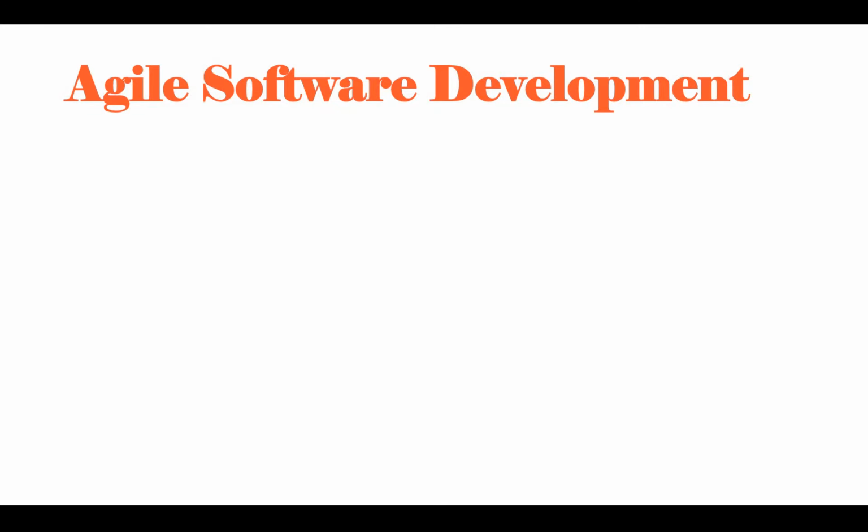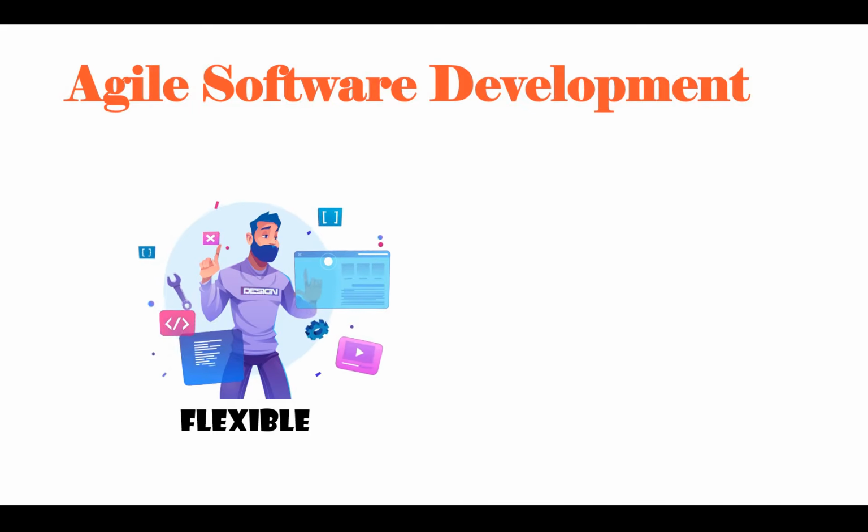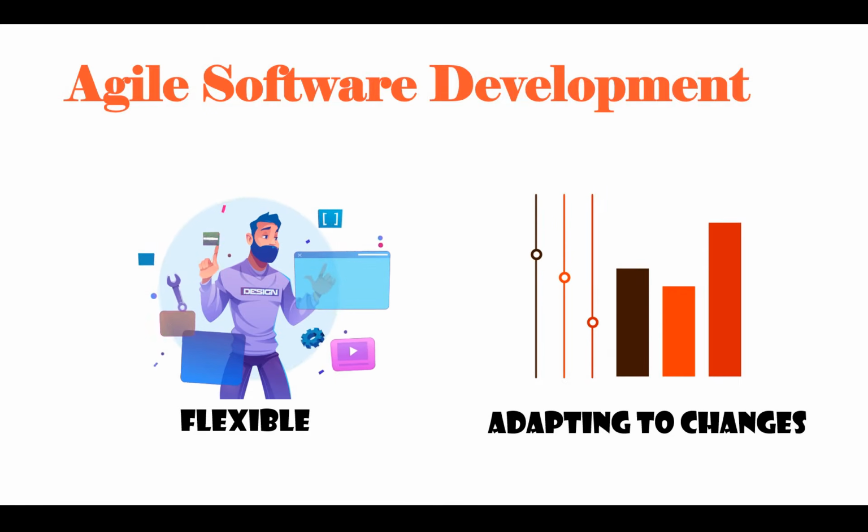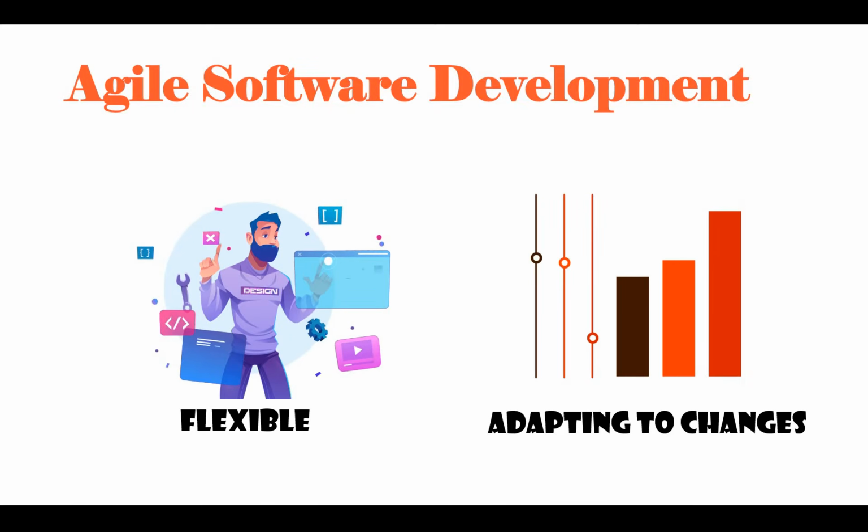Before I get into that, to give you a glimpse on why we are following agile software development, or agile project management: the basic criteria for why we are doing it is because we need more flexibility in our software development, and also we want to adapt to changes. So that's the main reason we are following agile, right?